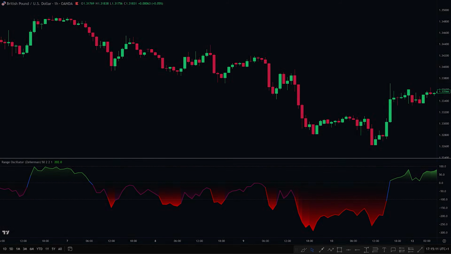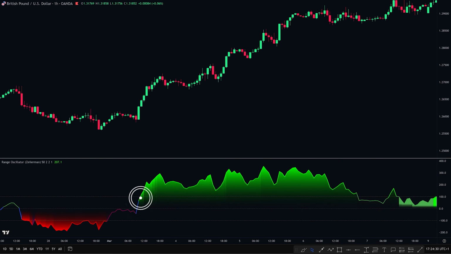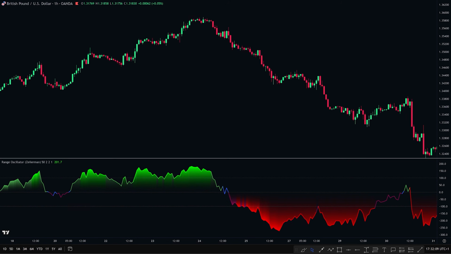Now, whenever the oscillator pushes above plus 100, that's a sign that price is attempting to break out of its normal volatility range to the upside. This often happens during strong bullish continuation moves. On the other hand, when the oscillator drops below negative 100, it signals a potential bearish breakout as price expands beyond its usual range to the downside. In short, the indicator gives you a simple visual map of how strong or weak the market really is, and whether a breakout or reversal may be developing.